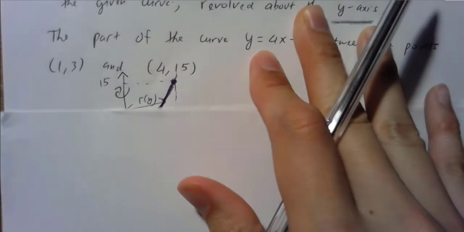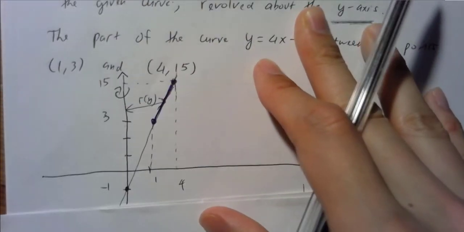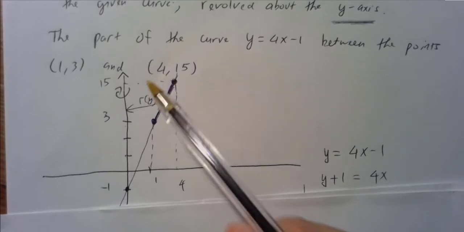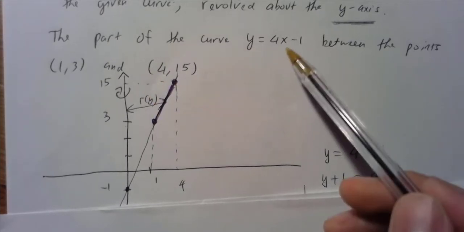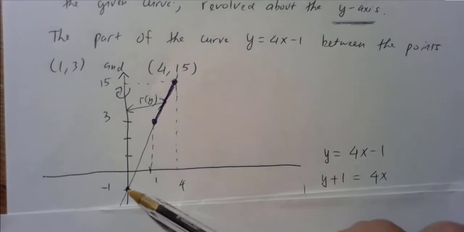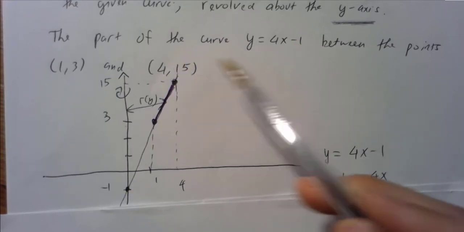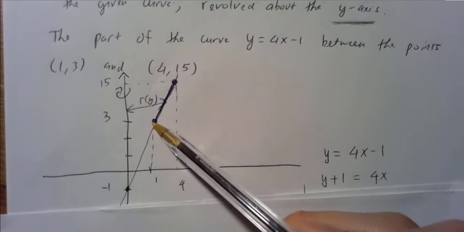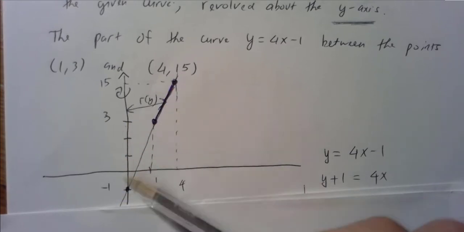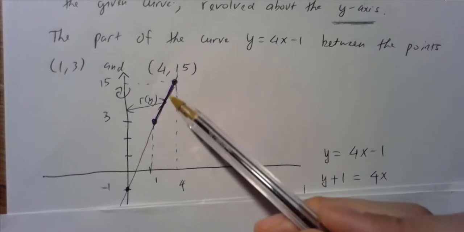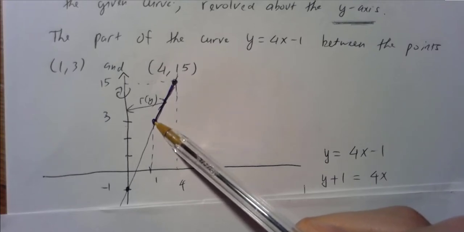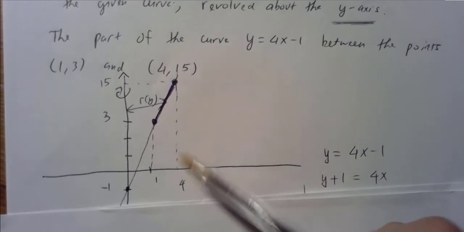So let's just quickly graph the function. Now please note that this is not a scale graph because I don't have enough space right here. So we know that this is a linear function. Minus 1 is the y-intercept. The slope is 4, so I go 1, 2, 3, 4, go to the right by 1, and then just connect the line together. And I know that I just need the part of the curve from (1, 3), which is this point, and then (4, 15).